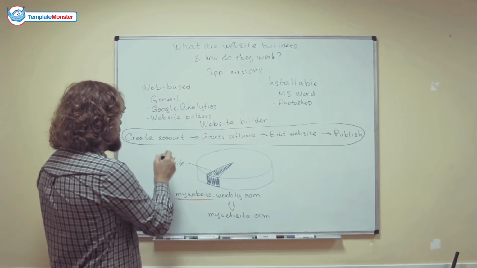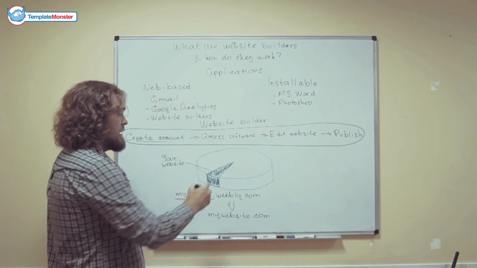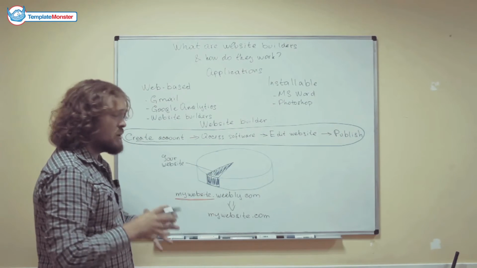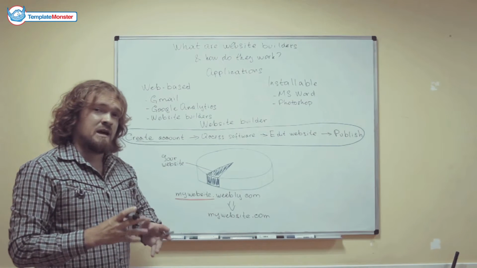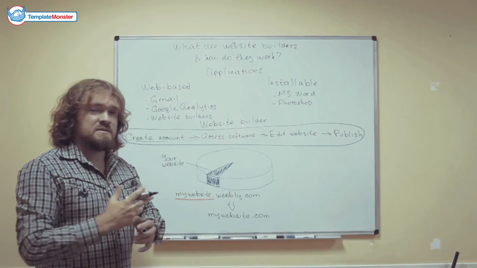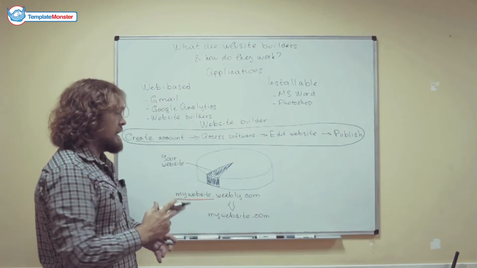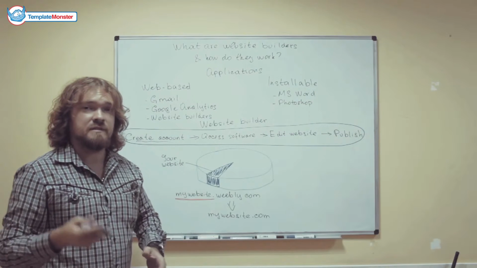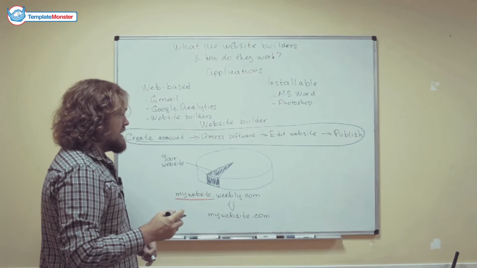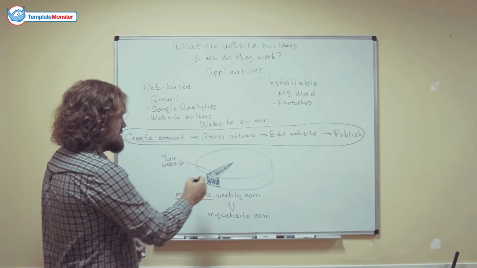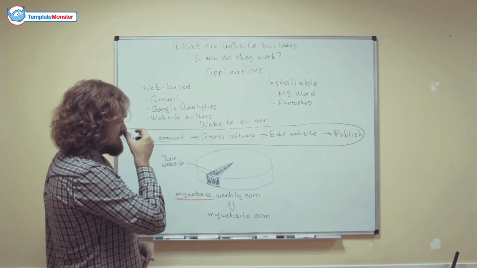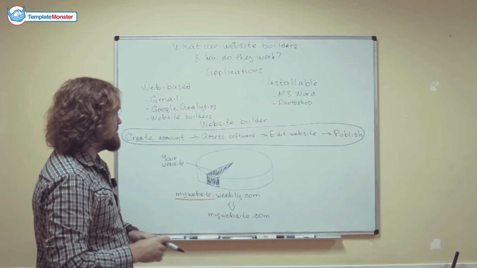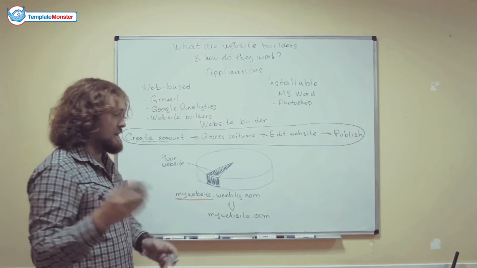And every person who creates the account gets the access to a certain portion of this server. Within that portion, you have a certain web space quota, and you have the access to a website building software that actually does the job for you. In this illustration, you can see this part of a pie chart that illustrates your website.